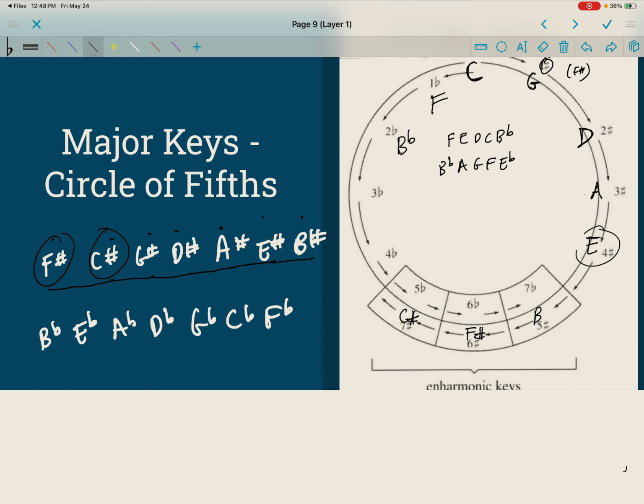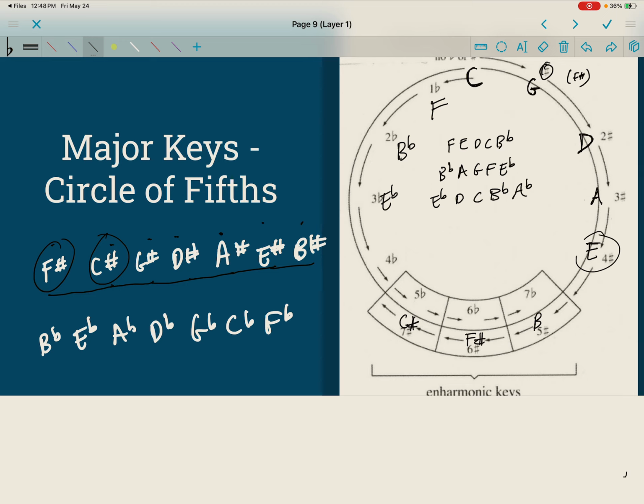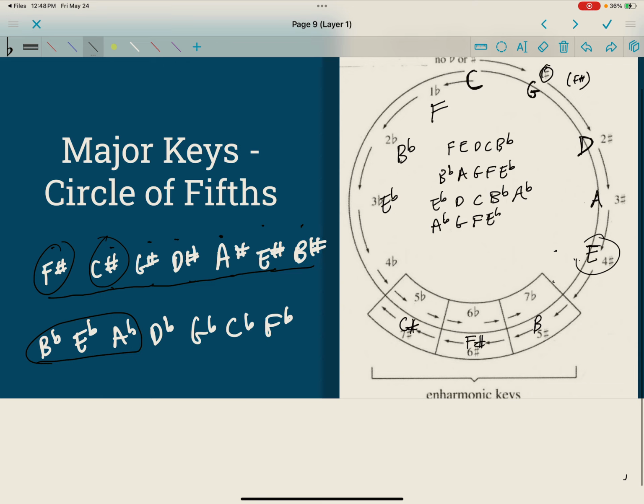3 flats. So we're going to start with E flat, D, C, B flat, A flat. 3 flats. Because I'm thinking in the key of E flat over here, which I know has 3 flats, which are going to be B flat, E flat, and A flat, right? Now starting from A flat, I'm going to have 4 flats. So A flat, G, F, E flat, D flat, right? Because that would be my 4th flat. So D flat goes here.